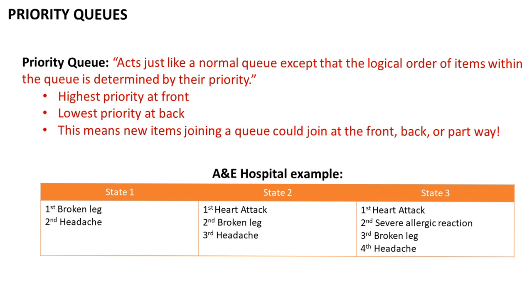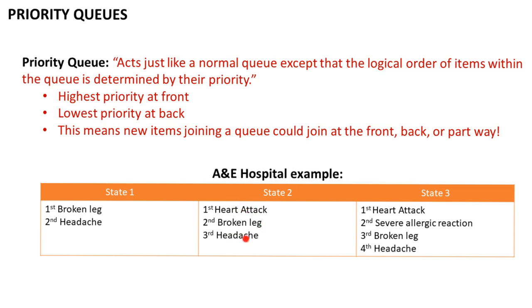So here's a simple example. Think of an A&E triage ward at a local hospital. We may initially have two people who've arrived at the A&E, one with a broken leg and one with a headache. Well, there's only one doctor, let's say, available at the moment, so the person with the broken leg, you would hope, would go to the front of the queue, and the person with the headache behind them.